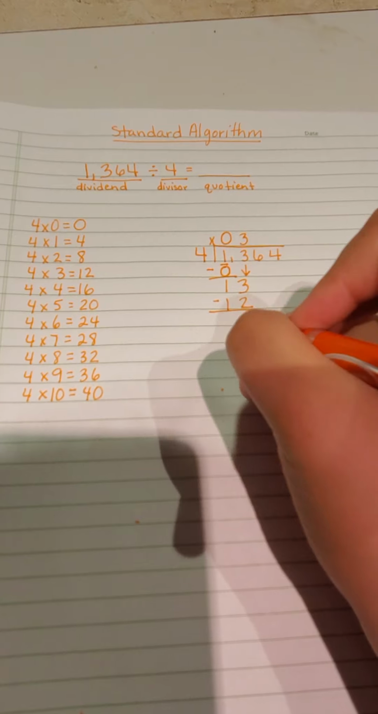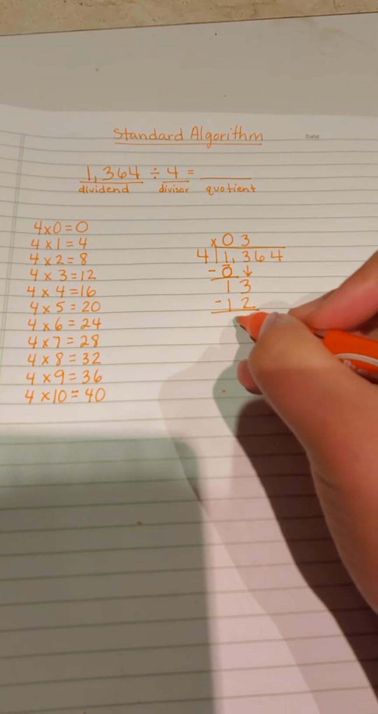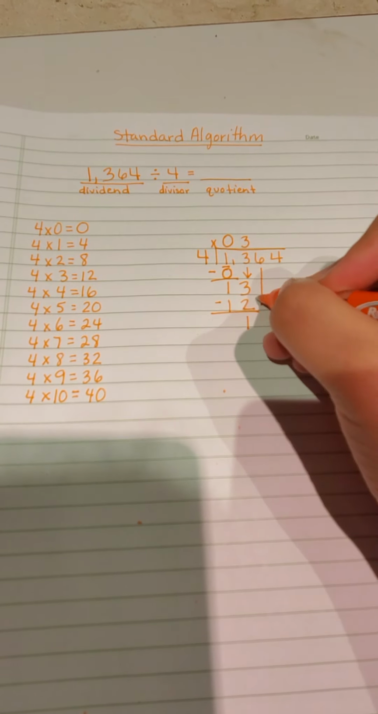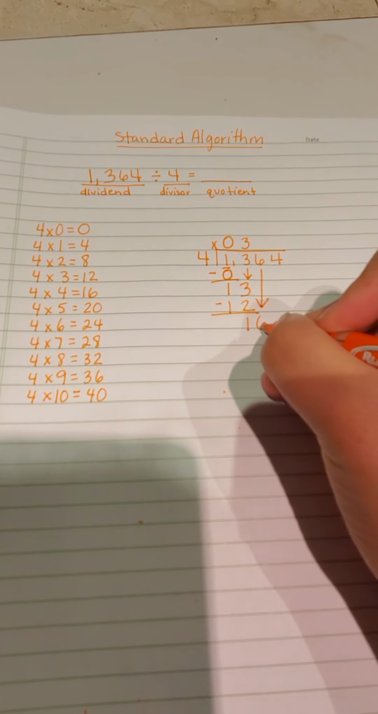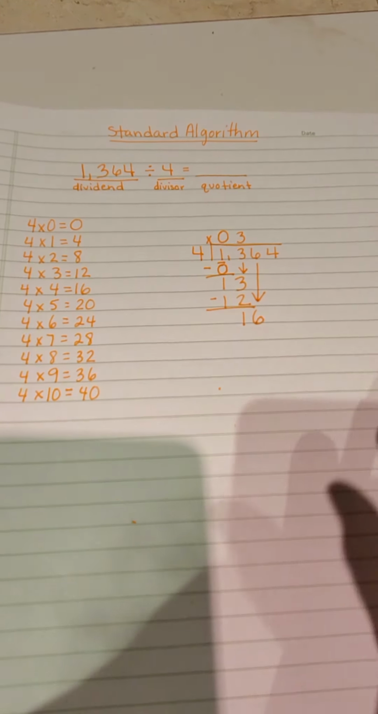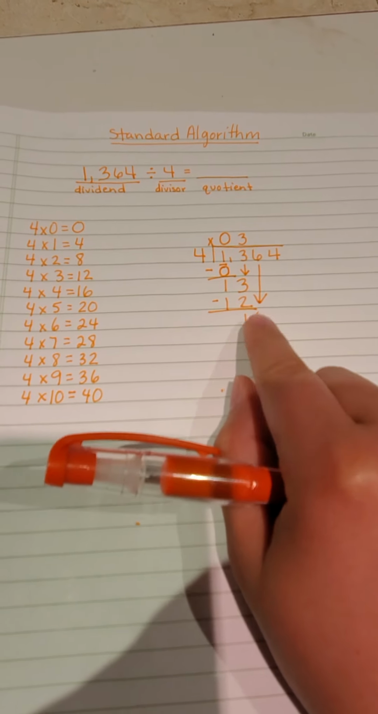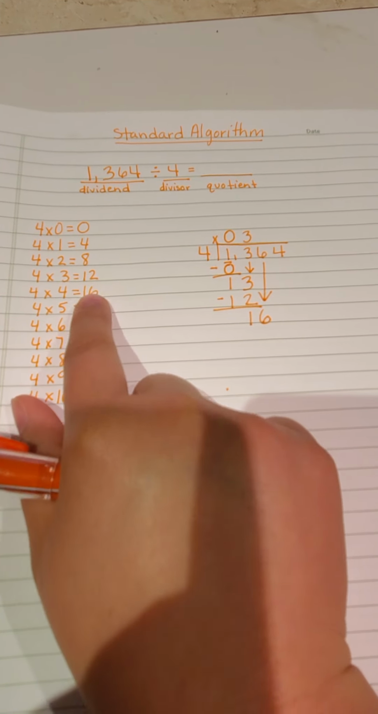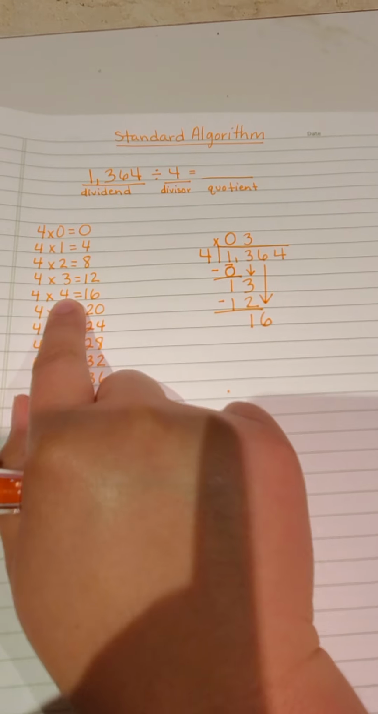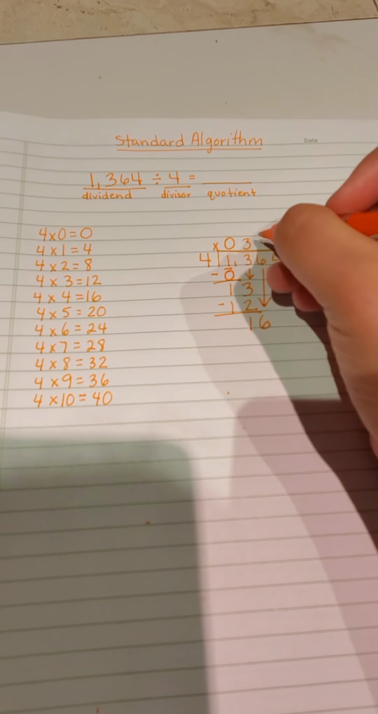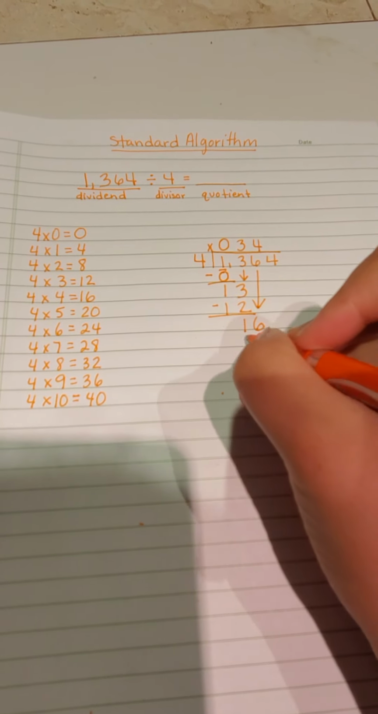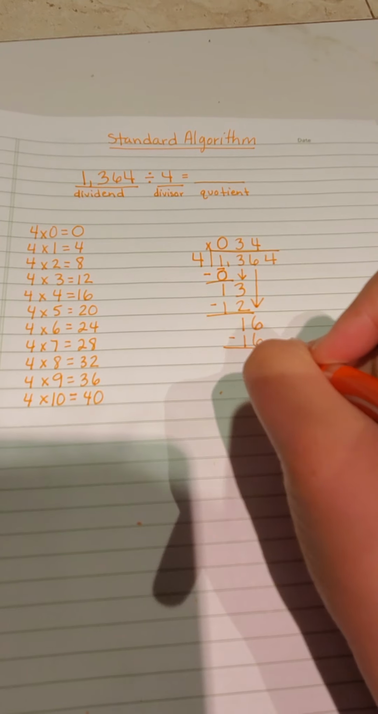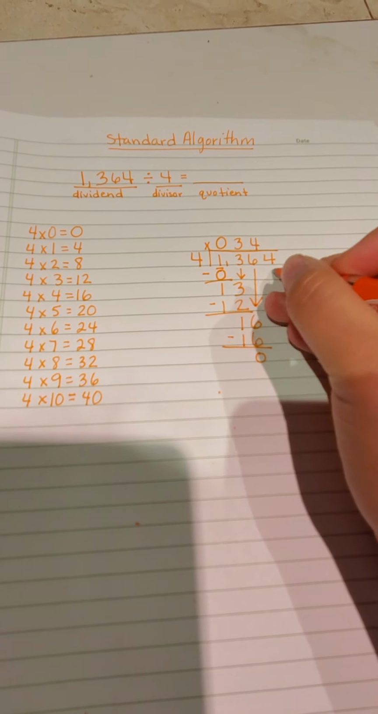I subtract. 1 minus 1 is 0, so I leave a blank, bring down the next place value, and I start all over. 16 divided by 4. Let's see if we can divide it equally. I'm trying to get to 16. Yep, 16 right there. Times 4. So I know 4 times 4 equaled 16. I bring it down, I subtract, and I follow those same steps.